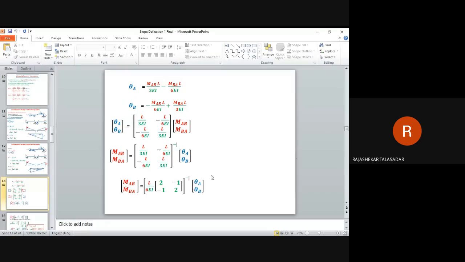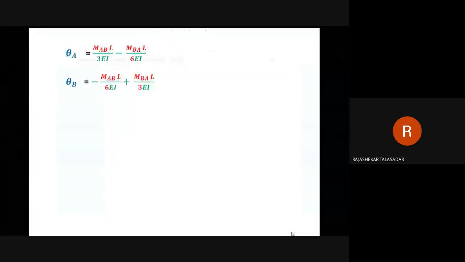Okay. Next, theta B is, again, if you calculate that YAB by L, you're going to get another relation, that is minus MAB into L divided by 6EI, then plus MBA into L divided by 3EI. Now, actually, these are the rotations developed at A and B due to MAB at A and MBA at B.